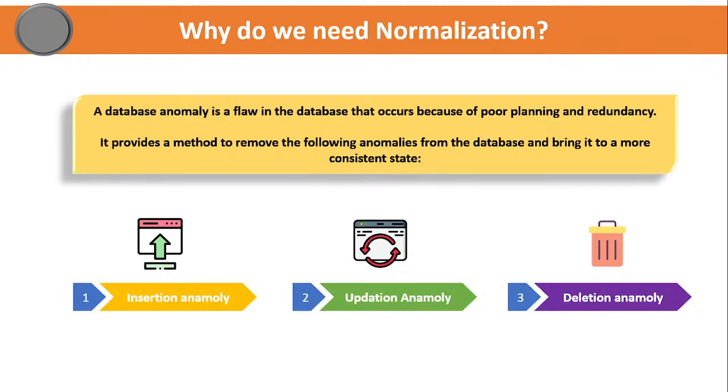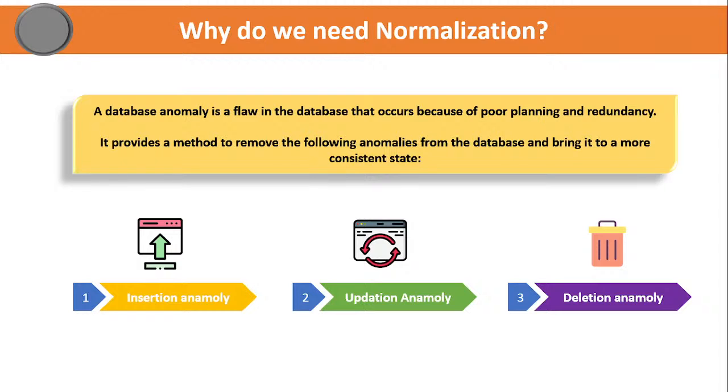Next, why do we need normalization? Now, as discussed earlier, normalization is used to reduce data redundancy, which is the most important thing. So it provides a method to remove the following anomalies from the database and bring it to a more consistent state. Now, a database anomaly is a flaw in a database that occurs because of various reasons such as poor planning and redundancy. There are various types, such as insertion anomalies, which occur when we are not able to insert data into a database because some attributes may be missing at the time of insertion.